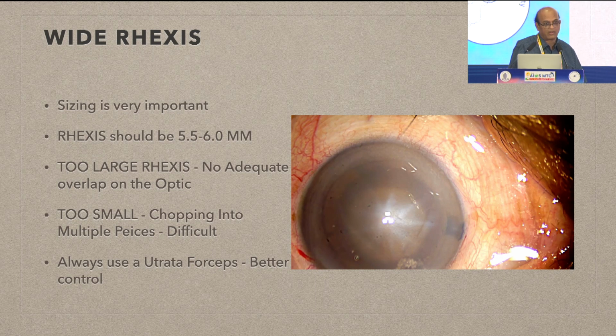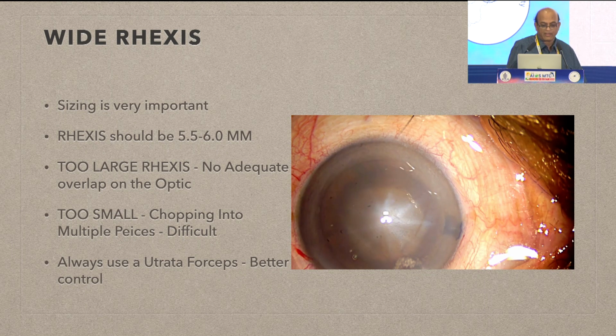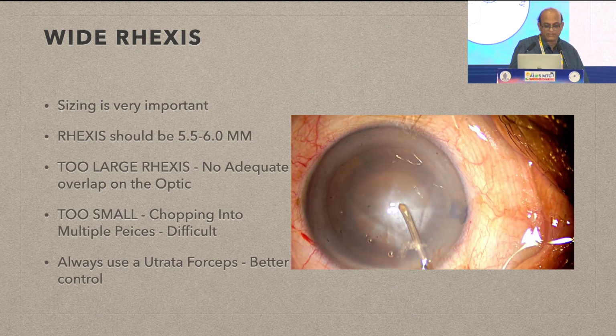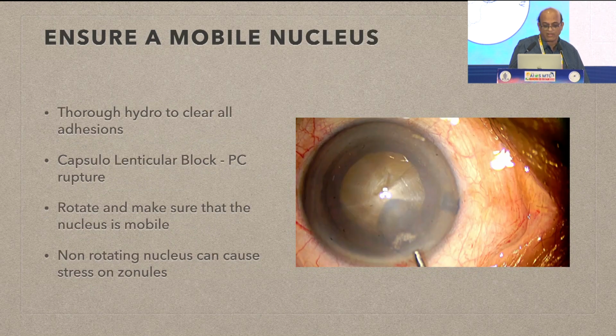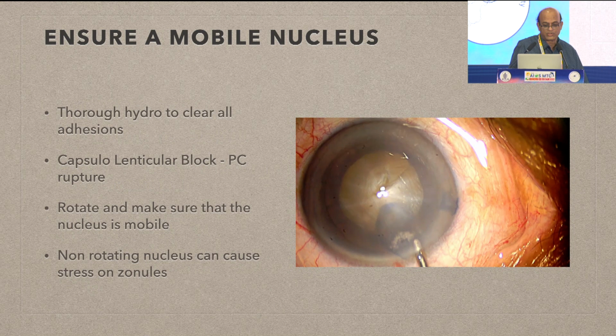If you have a small rexis, then chopping of the nucleus or removal of the nuclear fragments is difficult, and one might accidentally injure the anterior capsule also. And if you make a large rexis, you will probably have difficulty getting adequate overlap on the optic. So it's always better to use a retractor forceps to have better control while doing the rexis. After the rexis has been done, one should ensure a mobile nucleus.